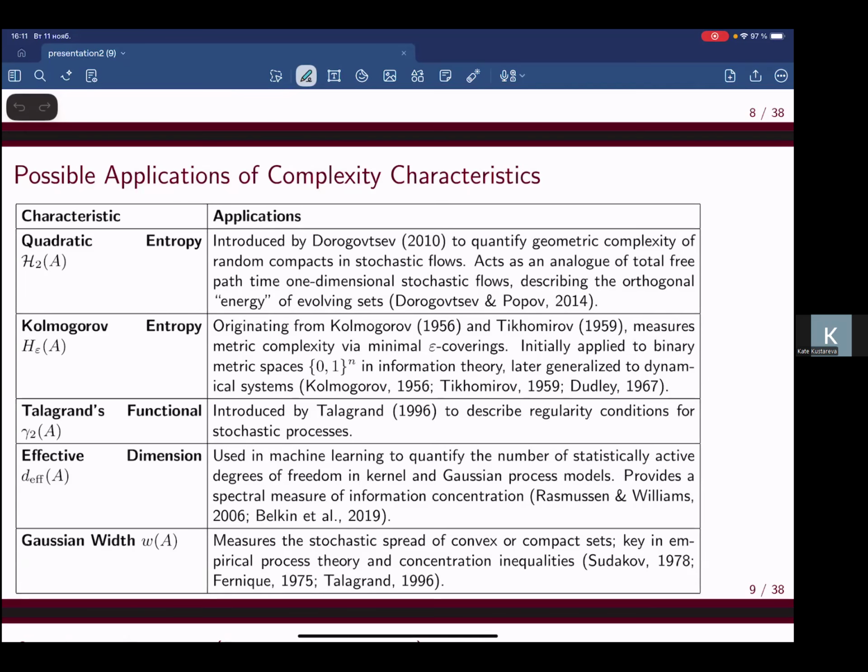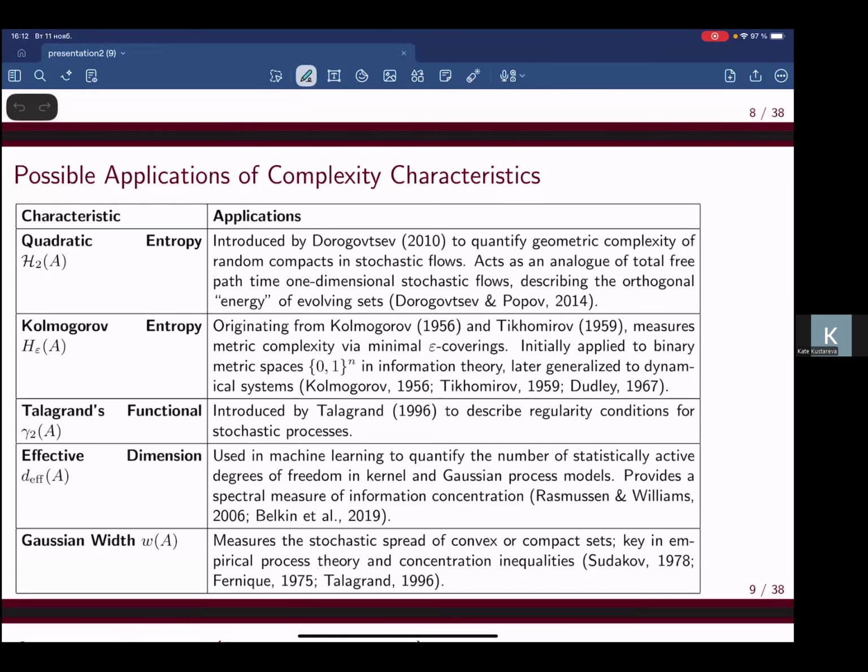Next one is Kolmogorov entropy. Kolmogorov entropy dates back to the works of Kolmogorov and Tikhomirov in the 1950s. It measures how many small epsilon balls are needed to cover the set. So essentially a geometric form of information content. Then the Talagrand functional, introduced in 1996, describes regularity conditions for stochastic processes.